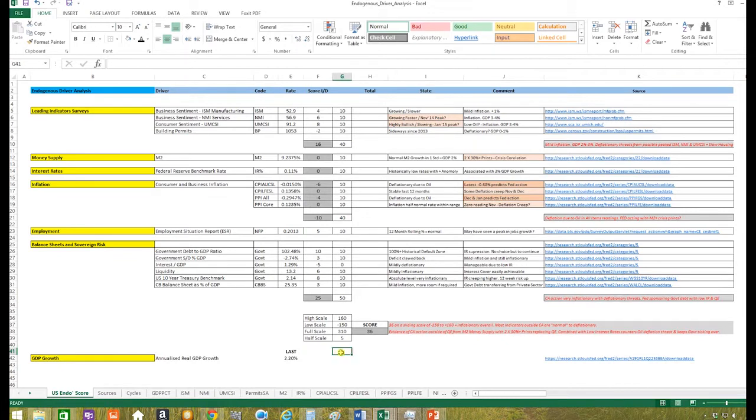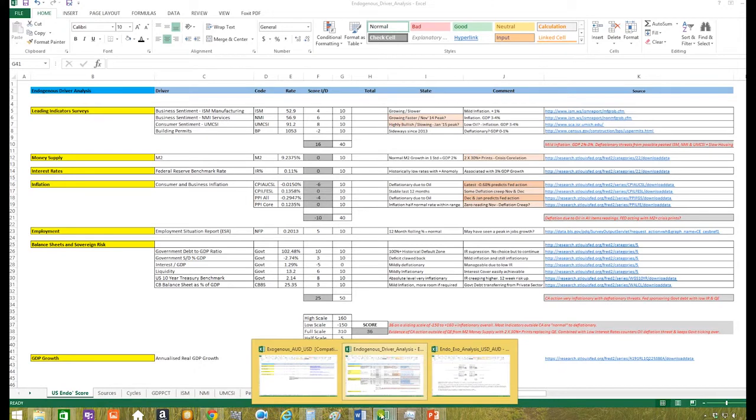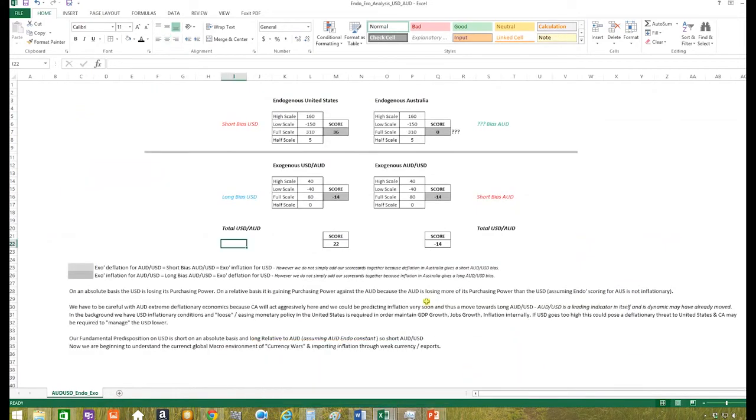So what happens when we put all of this together? Well, if you go to the download section and you download the spreadsheet Endo Exo Analysis US Dollar Aussie Dollar, we have everything put together here for you, and we'll go through this now and explain how it all works.